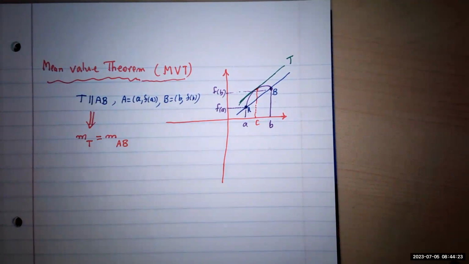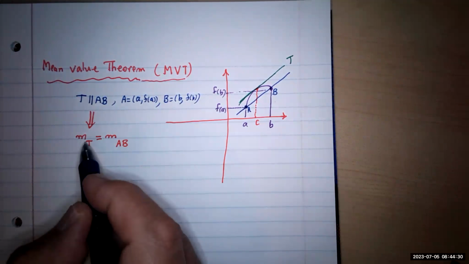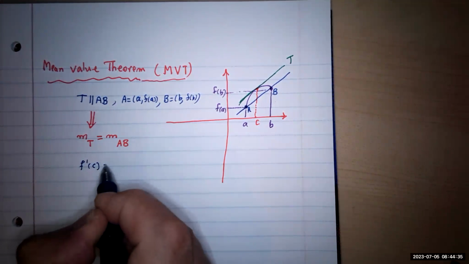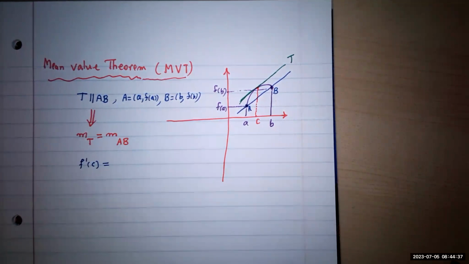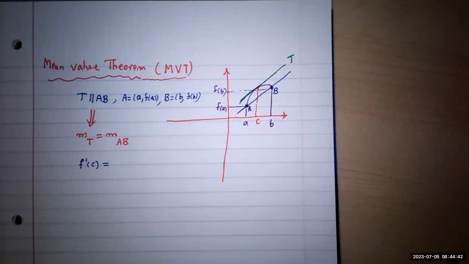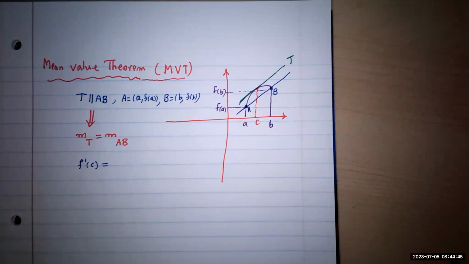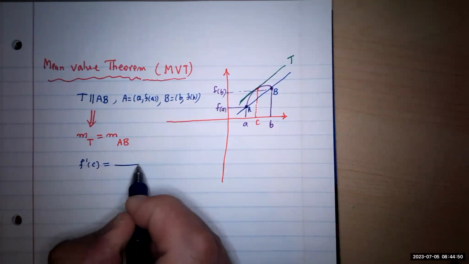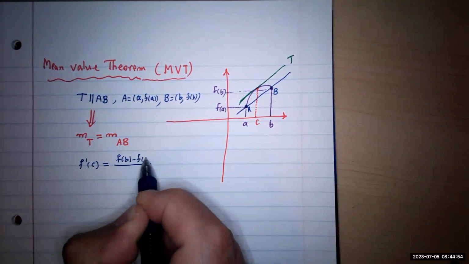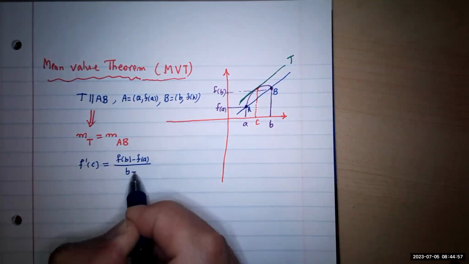But we know that the slope of a tangent line, this is calculus, is the derivative of the function. So the slope of the tangent line is f prime of c. And the slope of a line passing through 2 points can be found by using the formula y2 minus y1 over x2 minus x1, rise over run. So this is going to be f of b minus f of a over b minus a. That's it.